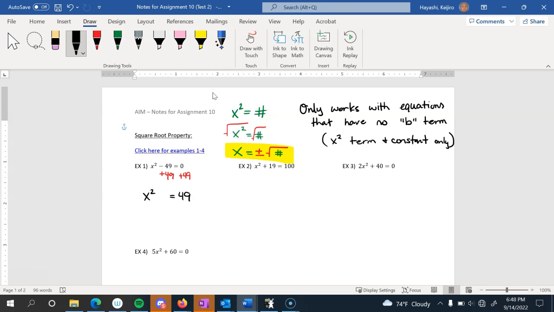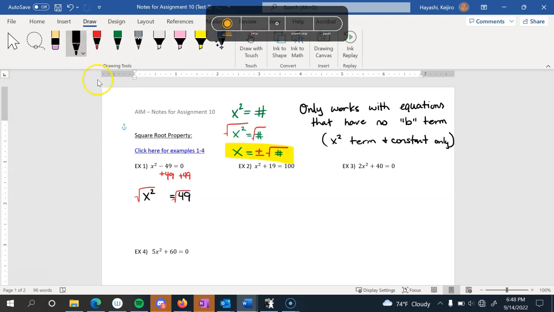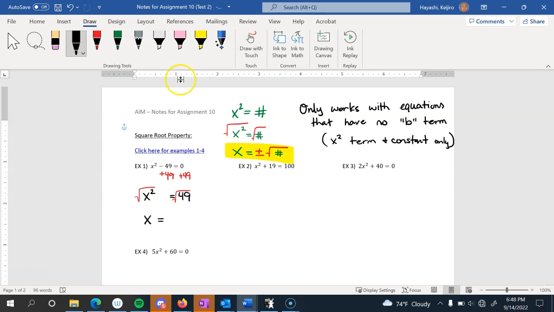Okay, so we have x squared equals this number 49. Well, x squared is the only thing on its side. 49 is the only thing on that side. If we take the square root, we should be able to get x equals. Okay, so that should just give us x equals 7, right? But not just 7. The square root of 49 is the number 7, but with the plus or minus.